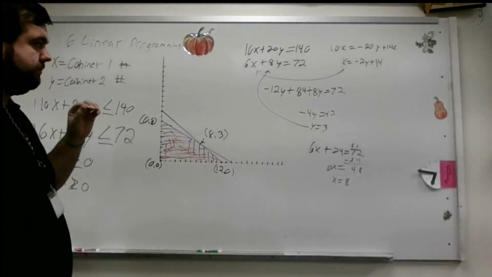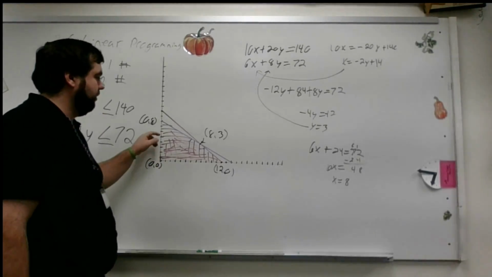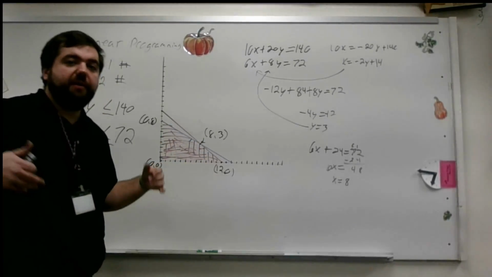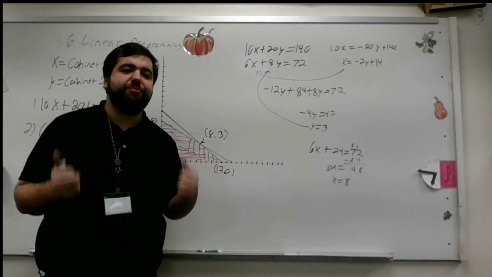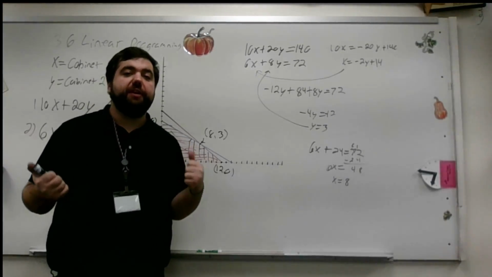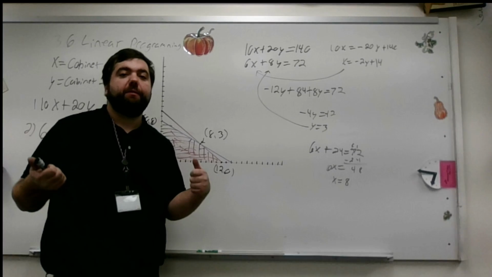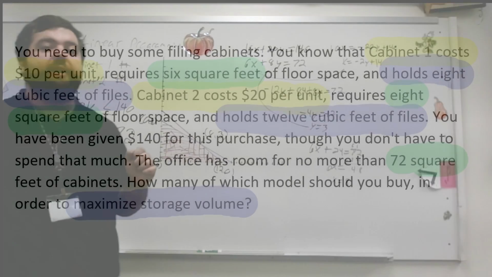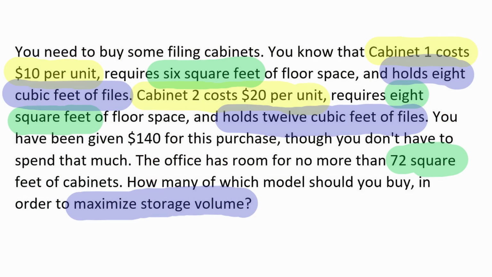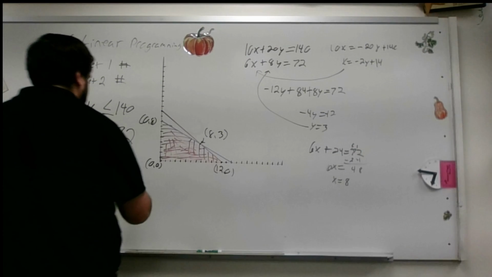So I've successfully found all 4 vertices. Last step is to find my objective function. This is the thing I'm trying to maximize or minimize, right? We look back at the problem, we're trying to maximize our volume, right? We need to maximize our volume. So, set that up.